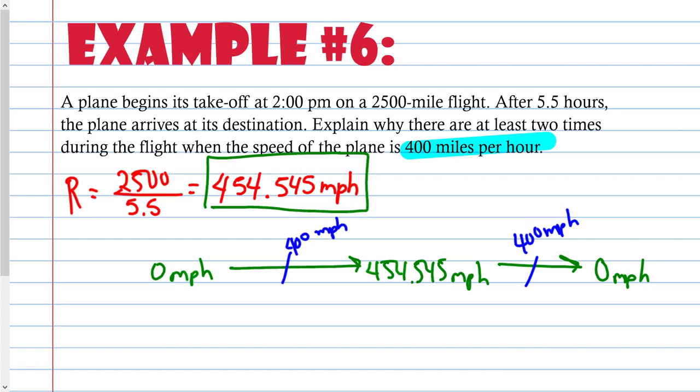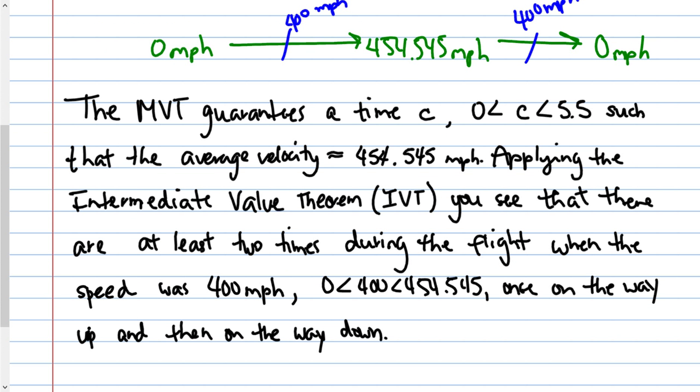So, explanation. It's a little long. I'm going to write it out, and I'll let you write it. Okay, so the MVT guarantees a time c, where c is between 0 and 5.5 hours, such that the average velocity was 454.545 miles per hour. Applying the intermediate value theorem, now this is a little bit older, but the intermediate value theorem is pretty much what I was explaining here, right? That in order to get to 454 miles per hour, I have to pass 400 miles per hour.